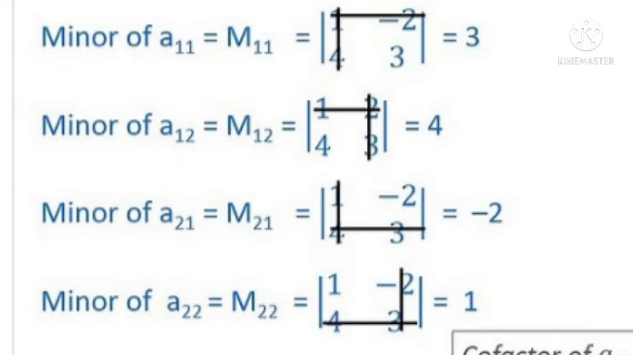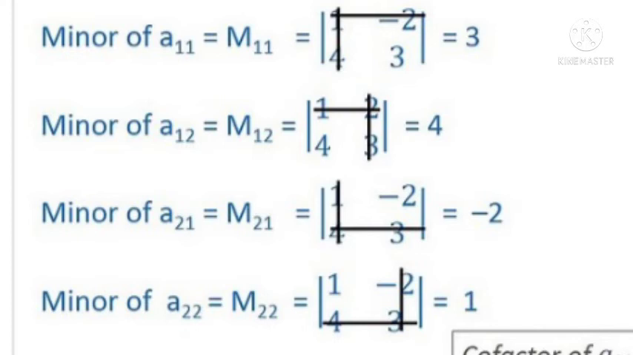Now minor of A12. Minor of A12 means first row, second column element. It is denoted by capital M12. So in the determinant, eliminate the first row and second column. So 4 is left, and therefore minor of A12 is equal to 4.